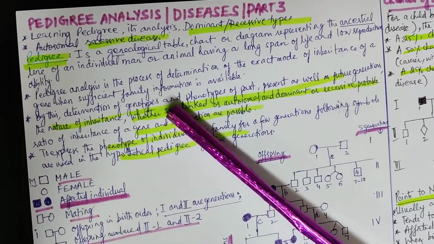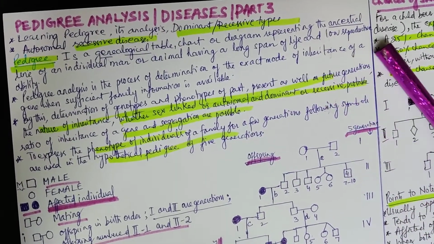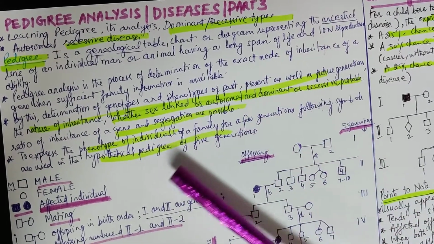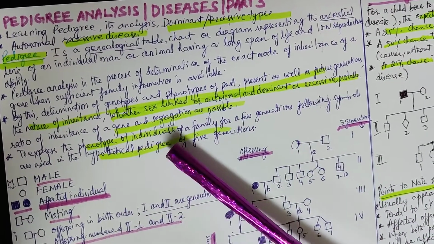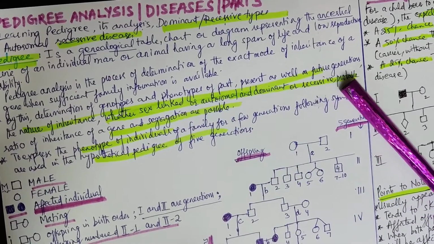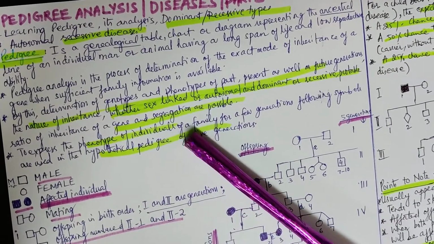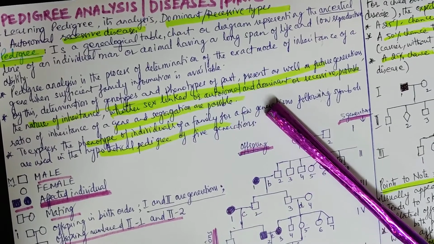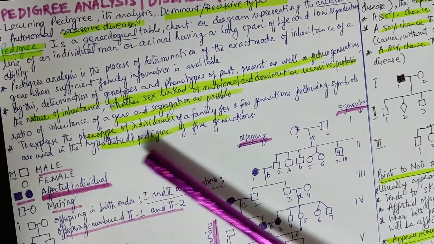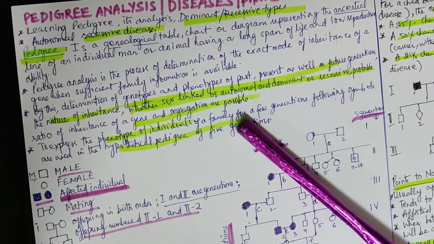Pedigree analysis is the process of determination of the exact mode of inheritance of a gene when sufficient family information is available. By this, determination of genotypes and phenotypes of past, present as well as future generations, the nature of inheritance, whether sex-linked or autosomal, dominant or recessive, probable ratio of inheritance of gene and segregation are possible.